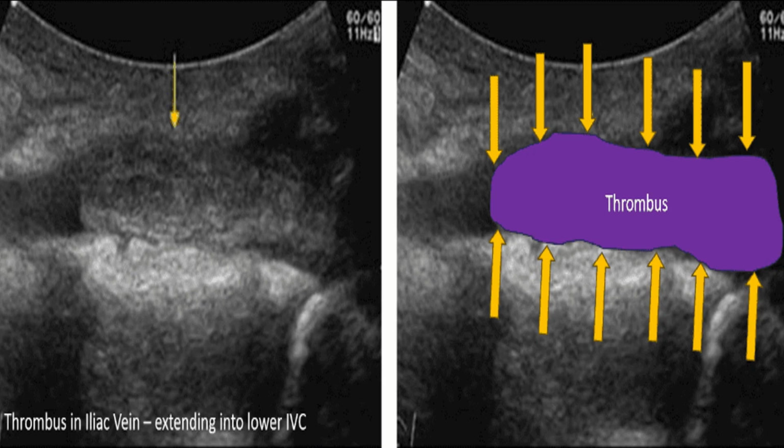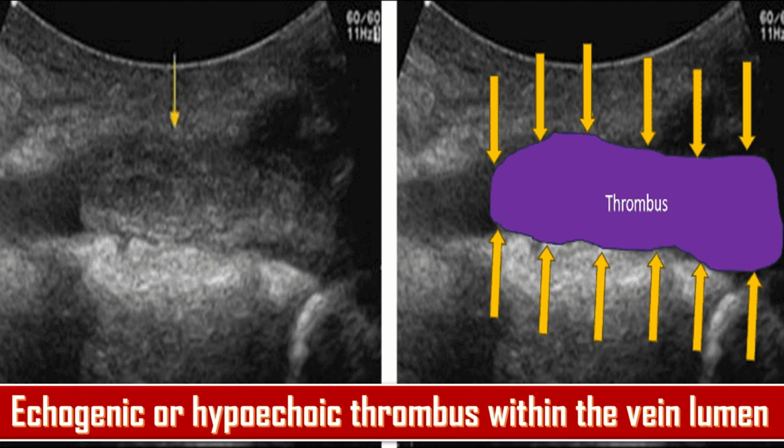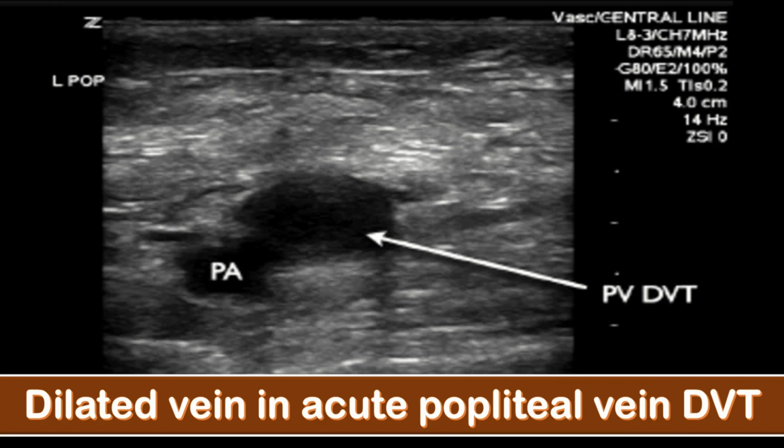On ultrasound, in popliteal DVT, there is echogenic or hypoechoic thrombus within the vein lumen. Means that a blood clot is visible inside the vein on the ultrasound scan. There is dilated vein in acute popliteal vein DVT. Dilated vein in acute DVT means that the affected vein appears larger than the normal on ultrasound because it is distended by fresh blood clot.